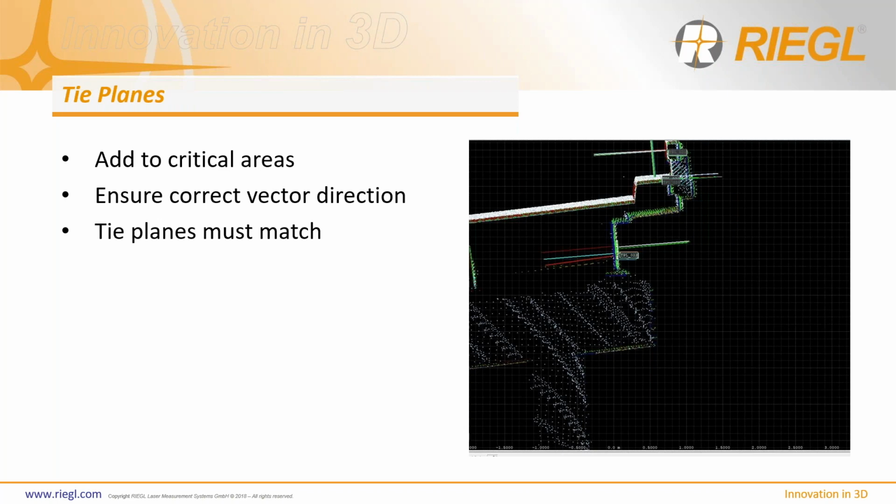So, tie planes. I think it's a good idea to add them to critical areas, so I did that for this. We need to really check, when you make a tie plane surface, like under the bridge here, that all your vectors are pointing in the same direction for the same point normal. They create a normal to the direction in which they were created, and you can see that these go to the left and these out here go to the right, which I'll give you a moment to think about why that is.